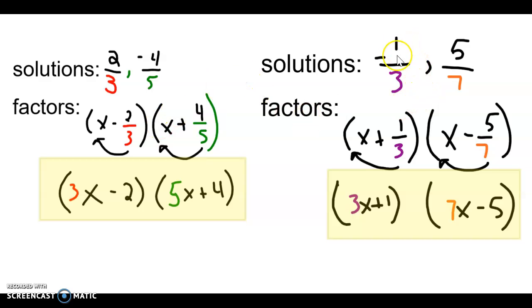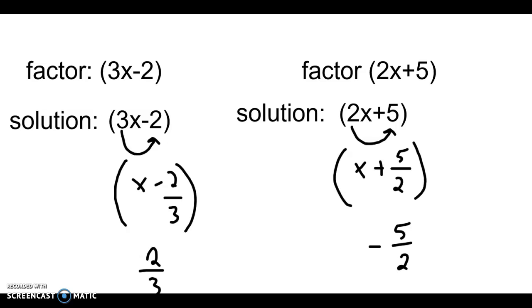Over here, I got -1 over 3 and 5 over 7 as my solutions. So it would be x plus 1 over 3 and x minus 5 over 7. Remember, your denominator has to go in front of your x. So I've got a 3x plus 1 and a 7x minus 5.